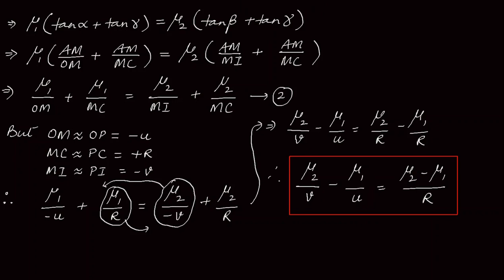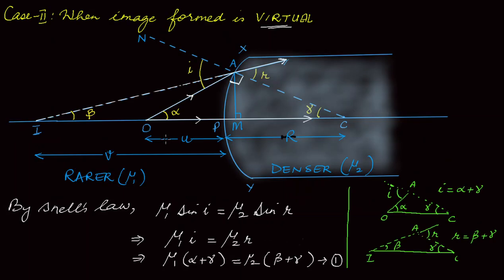If you look at this expression, it's exactly the same as when the image formed is real. It will be the same. Why? Because the direction of the light is the same. In that case also, light is still going from rarer to denser medium. Understand? We will do the second case, the different case in which light is going from denser to rarer, and in that case you will see there is a difference.